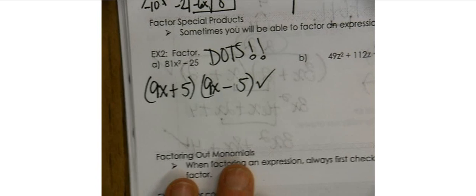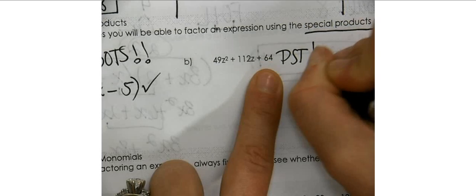For letter B, if you ever see something as crazy as this, where your first term and your last term are perfect square numbers, that's your clue that this is a perfect square trinomial.